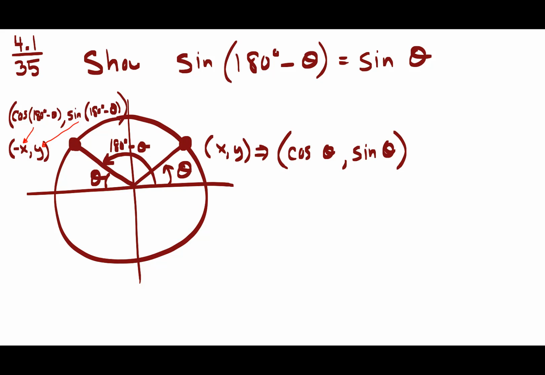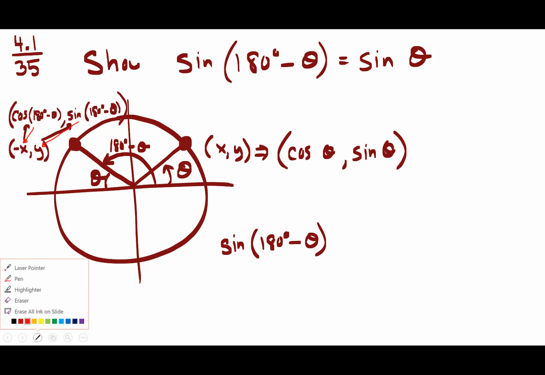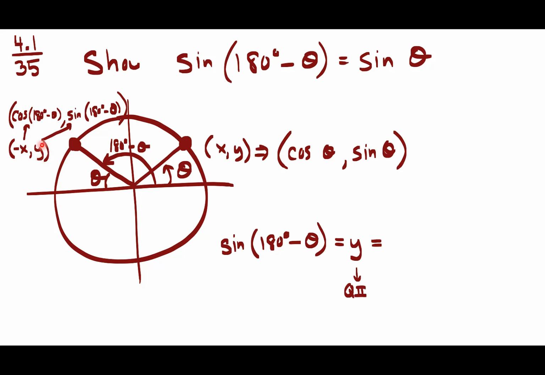Well, we're going to start off. Let me maybe get my laser pointer here. There it is. Let's start off with sine of 180 degrees minus theta. One second, let me change up a little something here. So we start off here, and we're going to say that is the exact same thing as this y value right here. So this is the y value that is in quadrant 2. That's the one that we're looking at. That's this one right here.